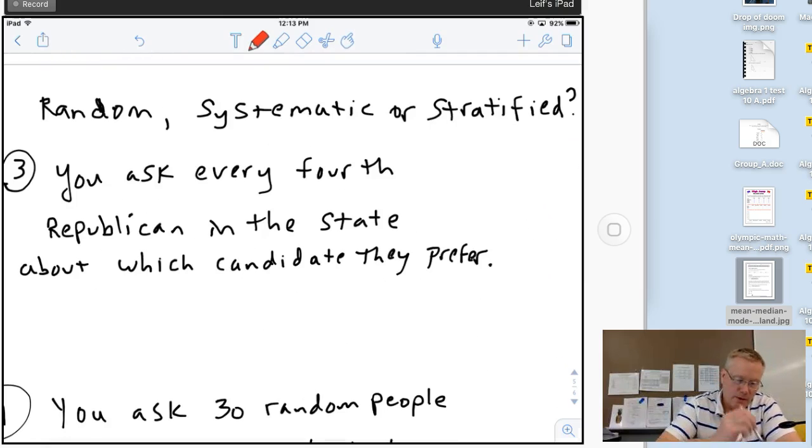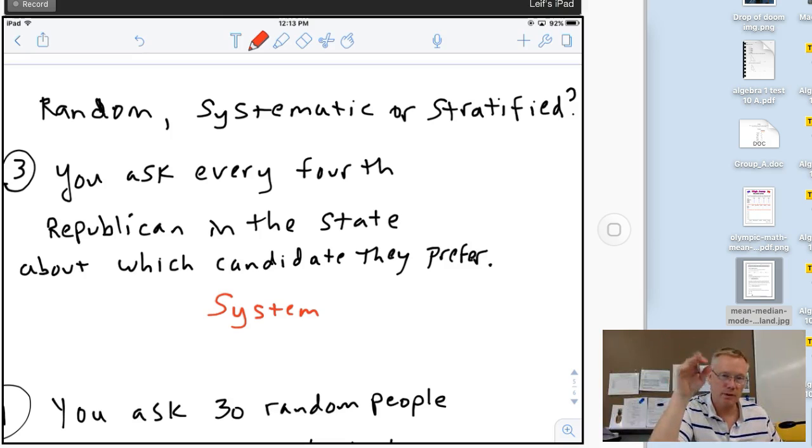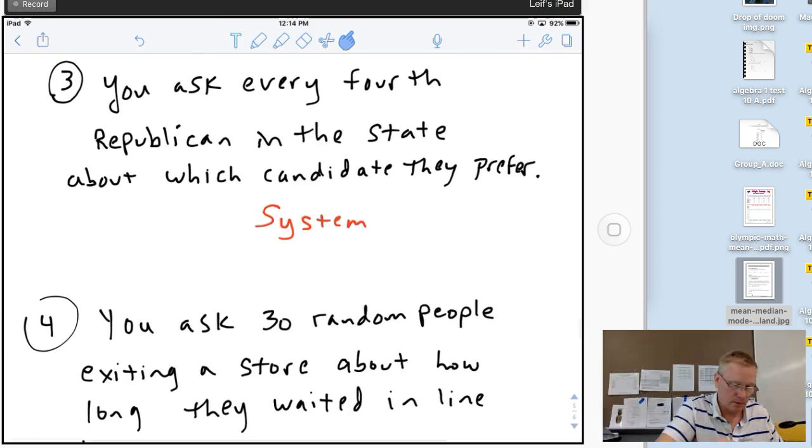Number 3, random, stratified, or systematic. You ask every fourth Republican in the state about which candidates they prefer. All right, so since it's every fourth, that would be systematic. You have a system in order to figure that out. You didn't break it up into groups. You didn't just randomly pick, the Democrats in there as well. So it's not complete random sampling. So that's number 3, systematic, not just system.